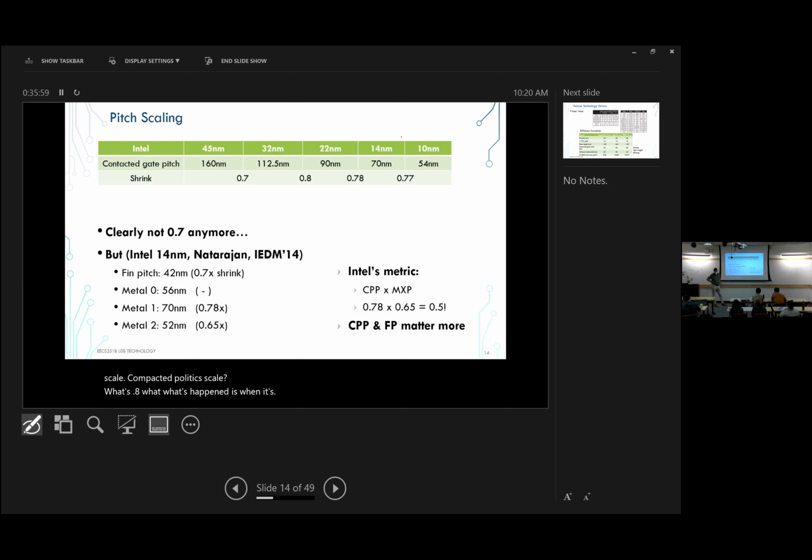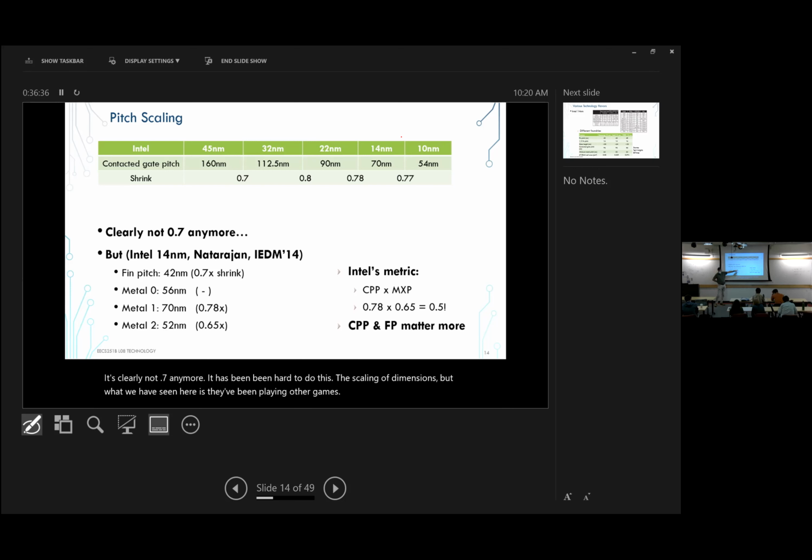They switched to FinFET, and we don't want to push our new technology completely too hard, so they made some compromises. Similarly, going to 14 nanometers, 0.78, down to 10 nanometers, it's also 0.77. It's clearly not 0.7 anymore. It has been hard to do these scalings of dimensions. But what we have seen here is they've been playing other games.